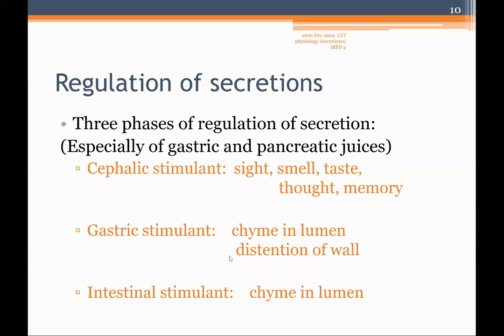So you have 3 phases: cephalic, gastric, and intestinal. And why they're named in those 3 phases is because that is where the stimulus is. Okay, so during the cephalic phase, you're going to get stimulation involving the cephalic region. Then you have the gastric phase, where the stimulus is in the stomach. And then you have the intestinal phase.